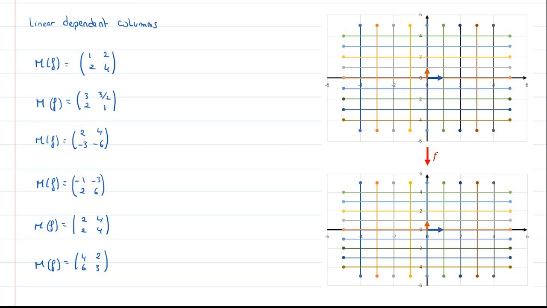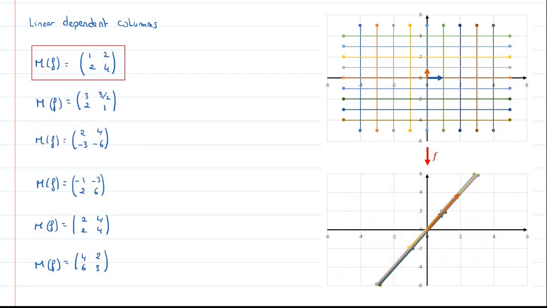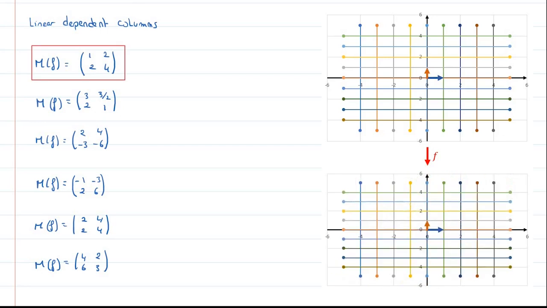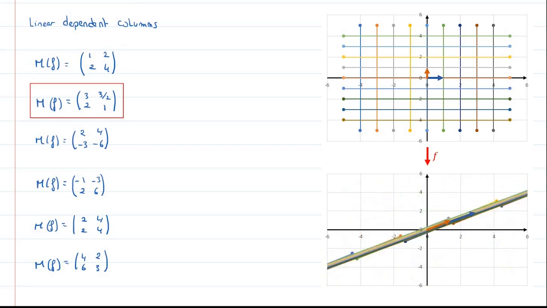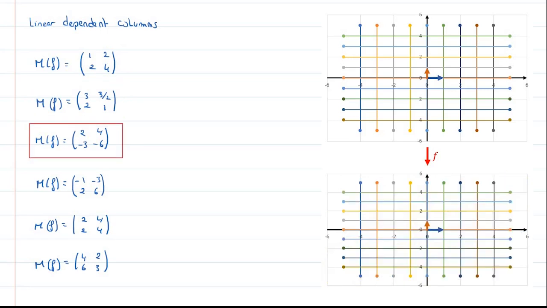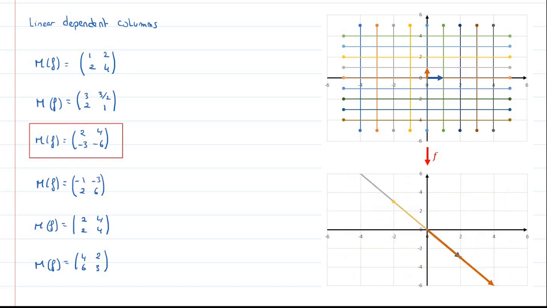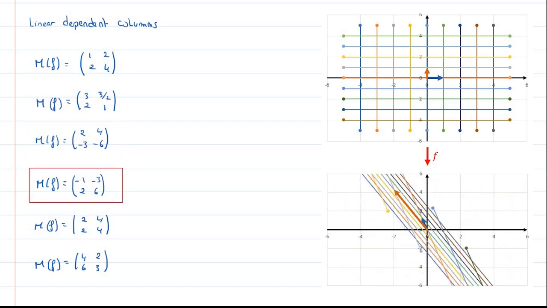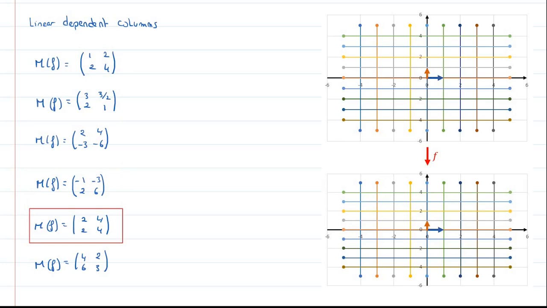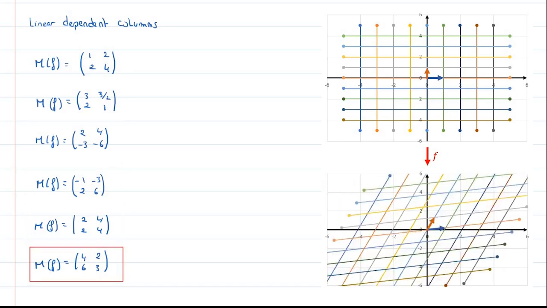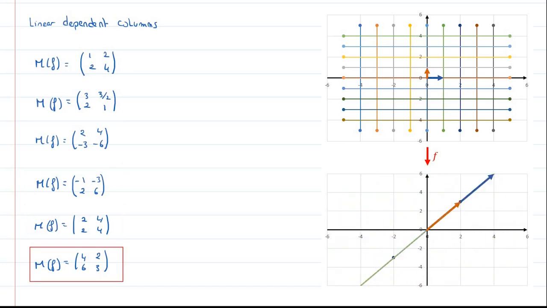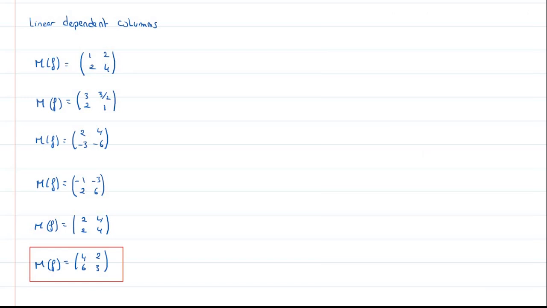Let's check now other matrices with linearly dependent columns. 1, 2, 2, 4, 3, 3 half, 2, 1, 2, 4, minus 3, minus 6, minus 1, minus 3, 2, 6, 2, 4, and 4, 2, 6, 3. We always have the same behavior where the two components are multiplied by a factor and rotated. The linear map transforms the two-dimensional space and collapses it into a one-dimensional space.